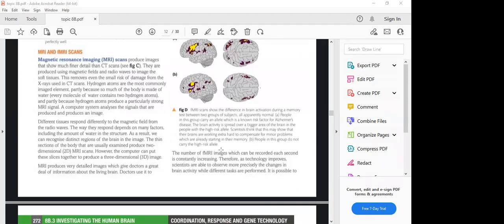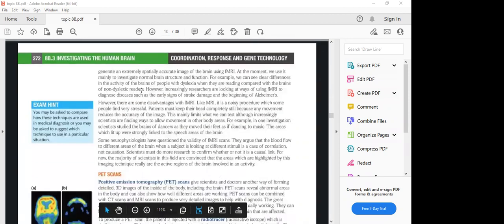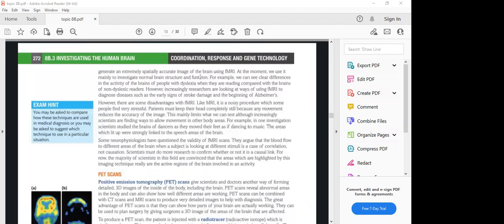The number of MRI images which can be recorded each second is constantly increasing. Therefore, as technology improves, scientists are able to observe changes in brain activity more precisely while different tasks are performed. It's possible to generate an extremely spatially accurate image with brain fMRI. At the moment, we use it mainly to investigate normal brain structure and function.